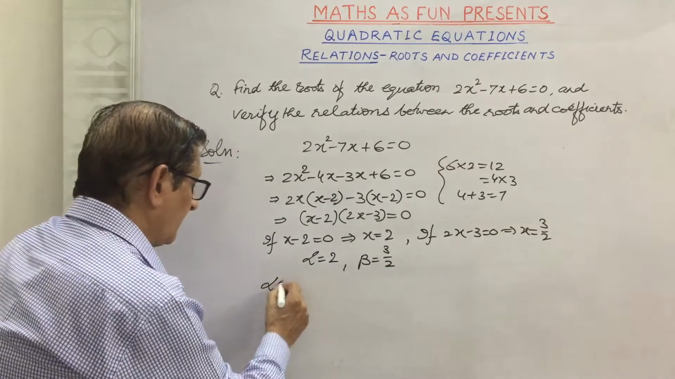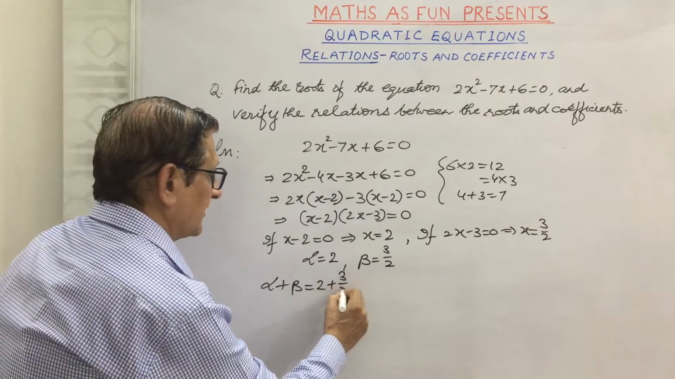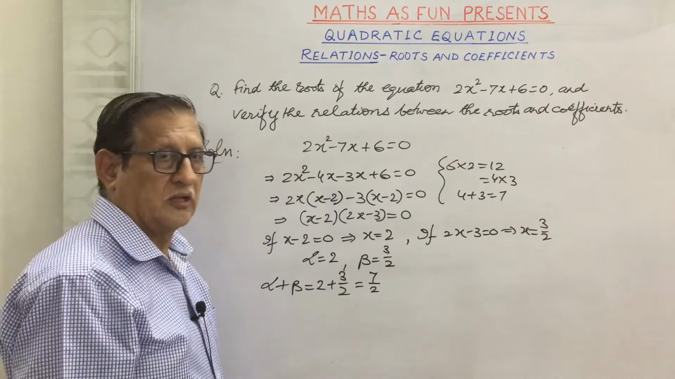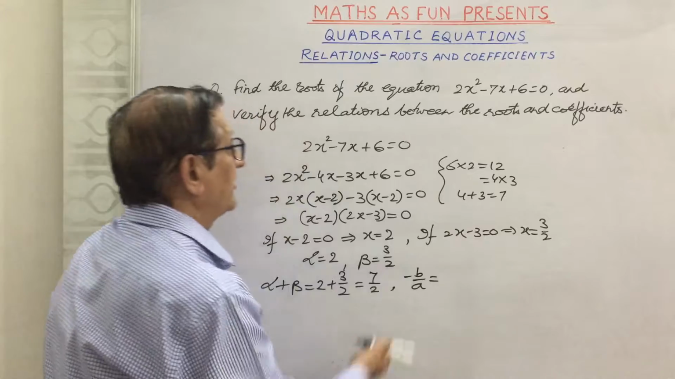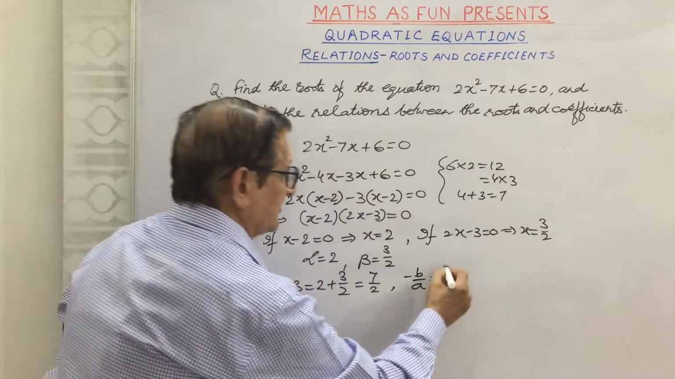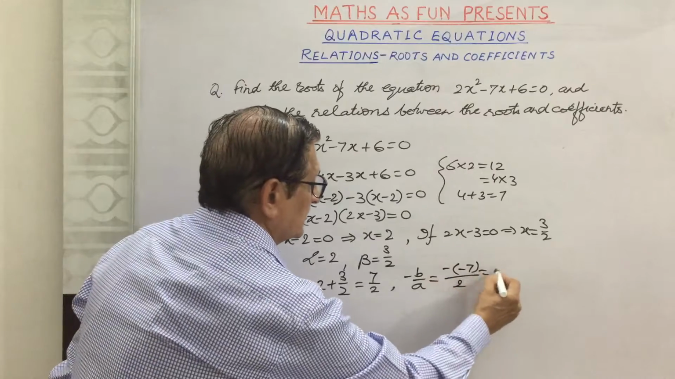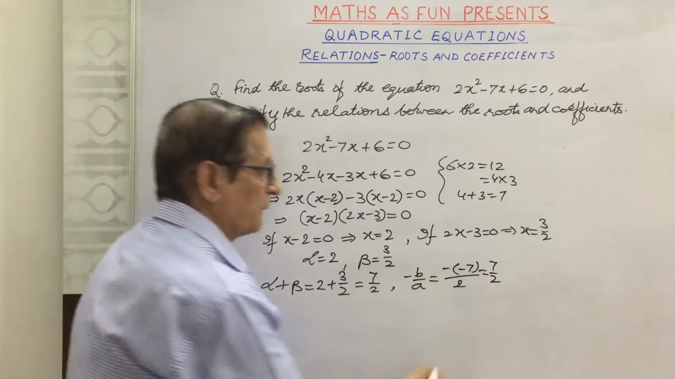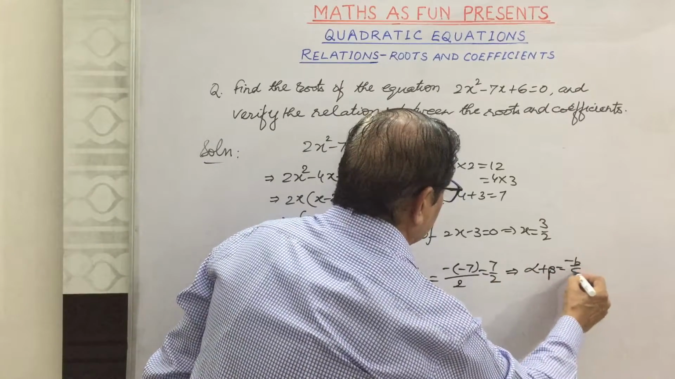If we see the value of alpha plus beta, that is 2 plus 3 by 2, this will be 7 by 2. And when we see the value of minus b upon a here, b is minus 7, so this will be minus of minus 7 upon a is 2, this is also 7 by 2. What we see from this? We find from this that alpha plus beta is equal to minus b by a.